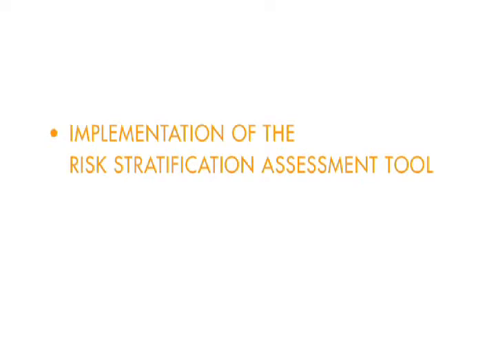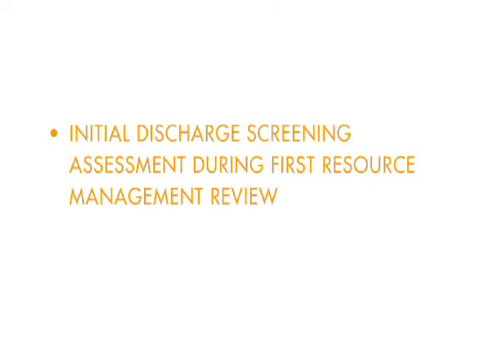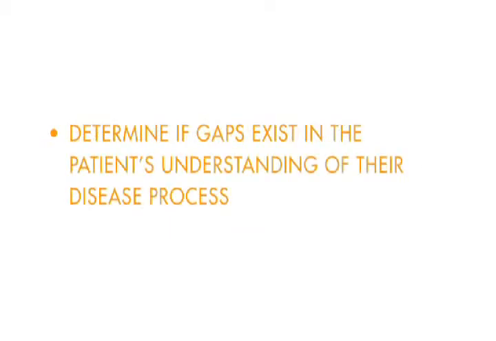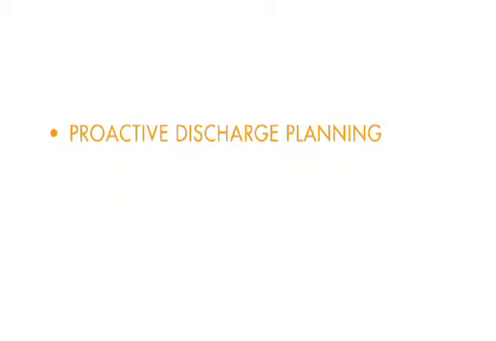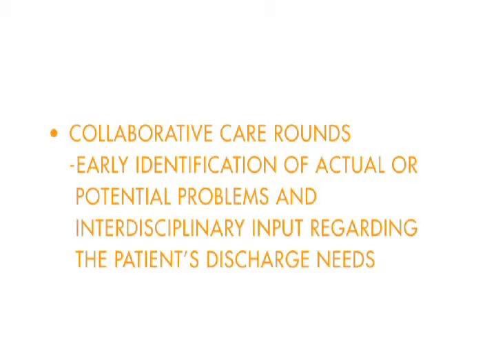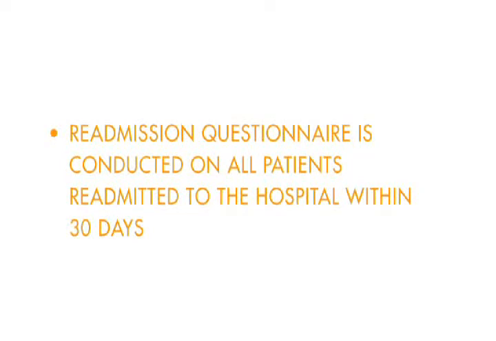The basic components of a hospital readmission prevention program include the implementation of the risk stratification assessment tool, an initial discharge screening assessment during the first resource management review, and a health literacy assessment. We should determine if gaps exist in the patient's understanding of their disease process. Consults are sent to resource management for all patients at moderate to high risk for readmission. Proactive discharge planning, collaborative care rounds, early identification of actual or potential problems, and interdisciplinary input regarding the patient's discharge needs. A readmission questionnaire is conducted on all patients readmitted to the hospital within 30 days.